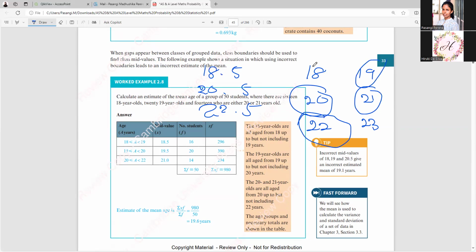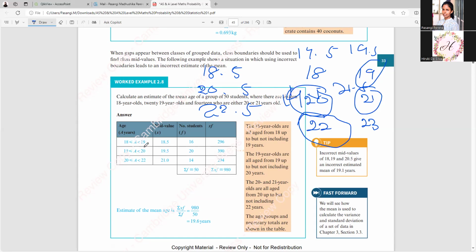Then this will become 17.5 to 19.5, and this will become 19.5 to 21.5. Likewise, then the answer would be correct. So you should consider the boundaries. But here they haven't done that.